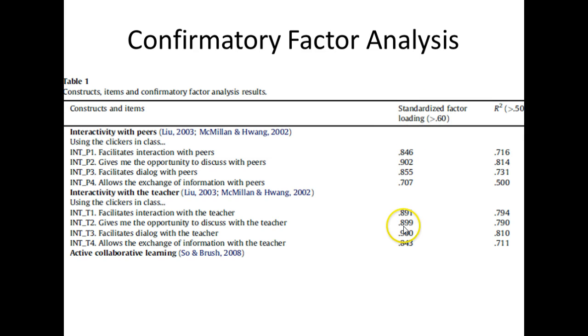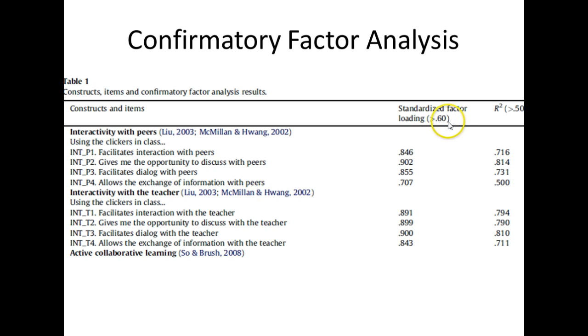Over here under standard factor loading, what the authors determined was that in running the confirmatory factor analysis, they were only going to use items in which the value calculated in the analysis was 0.6 or greater.